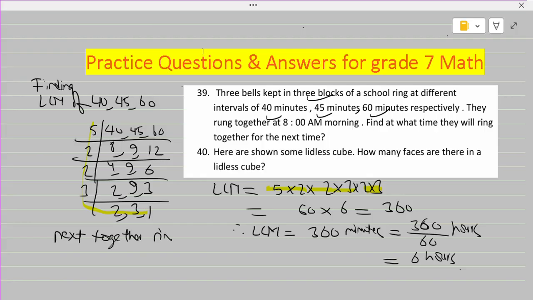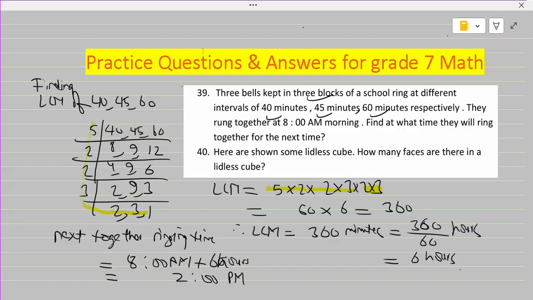The next together ringing time is 8 a.m. plus 6 hours. You have to break the 6 hours so that you can count past 12. So you break 6 into 4 and 2. To 8 you add 4 hours, you get 12, and then the next 2 hours makes it 2 p.m. So at 2 p.m. they will be ringing together again.